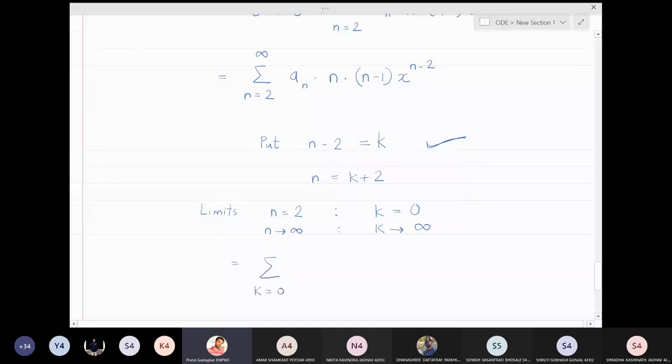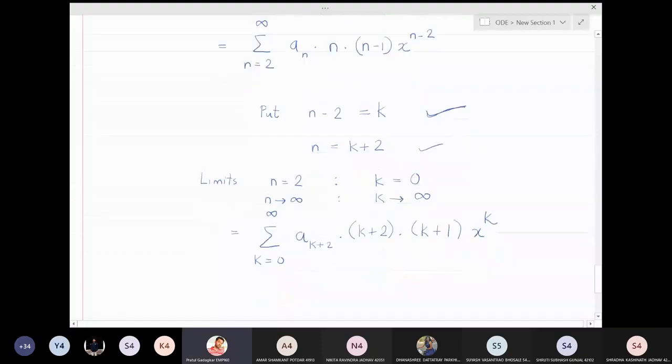and therefore the above summation in the change of variables will get changed to summation, lower limit k going from 0 to infinity, a n is to be replaced by a k plus 2, into n is again k plus 2, into n minus 1. n minus 1 will become k plus 1 because I'm subtracting 2 from both sides, x raised to k.